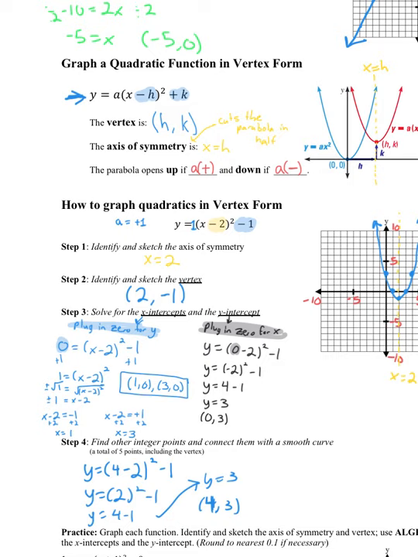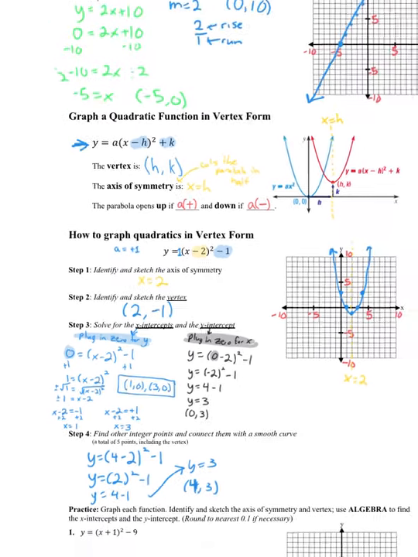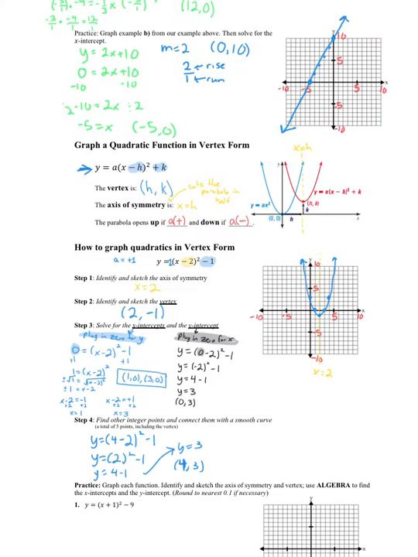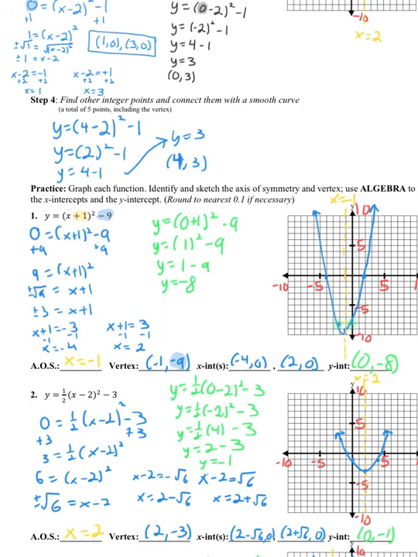Okay, now I got 3 practice problems for you guys here. I want you to identify and sketch the axis of symmetry and the vertex. Use algebra to find the x-intercepts and the y-intercepts, for each of these 3 problems. Round to the nearest 10th if necessary. Okay, so try those 3 problems out now. I'm going to give you guys about 10 minutes to work on those 3 problems, maybe a little bit more. They're kind of long.